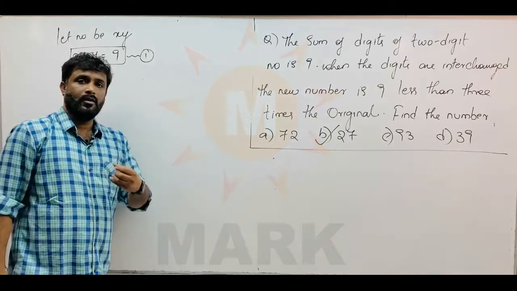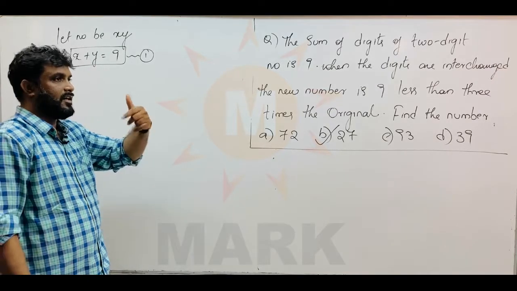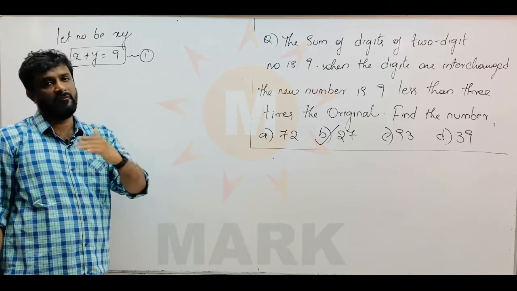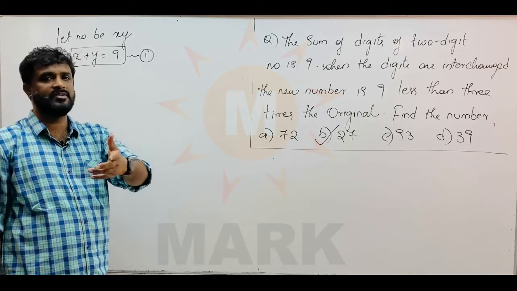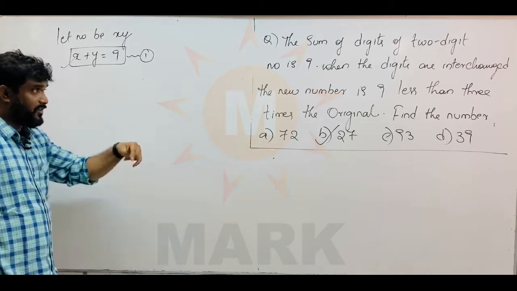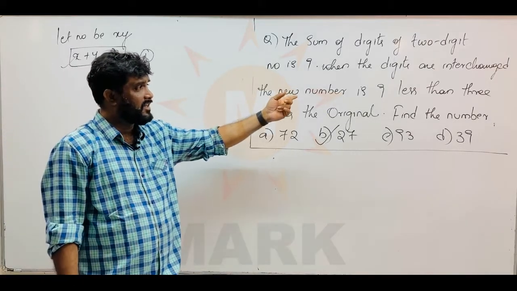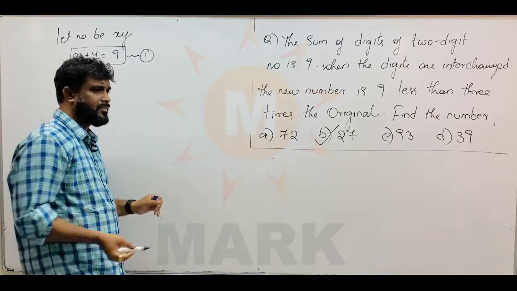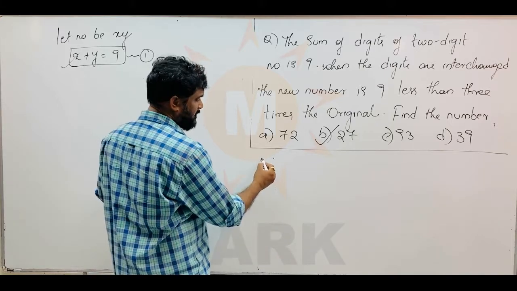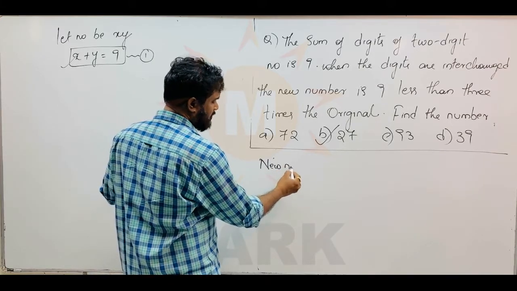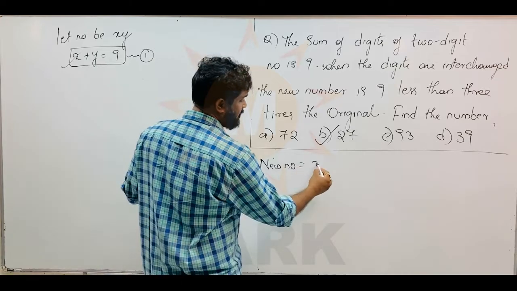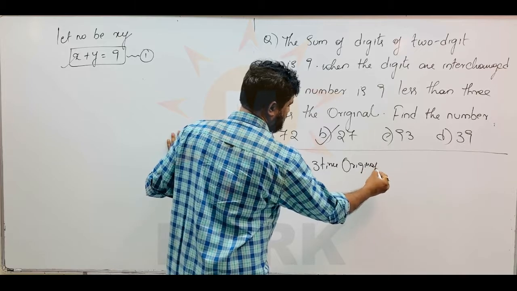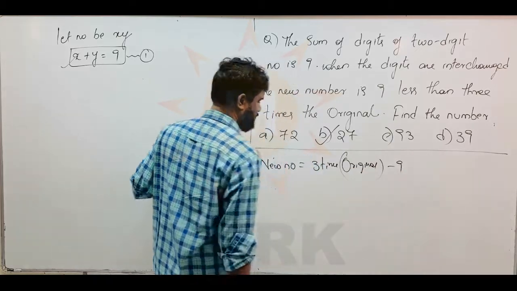Let us see how. Now friends, by using the technique, if you take a 2-digit number and interchange the digits, you get a new number. The difference between the original number and the new number is always divisible by 9. That technique I am going to use with an extra data, that when the digits are interchanged, the new number is 9 less than 3 times the original. My dear friends, here, simple logic, the new number is 3 times the original number minus 9.